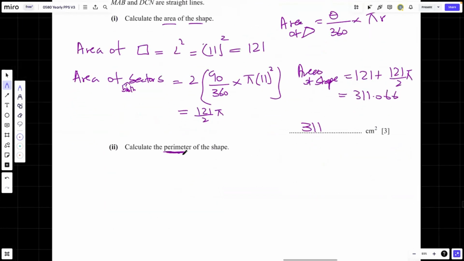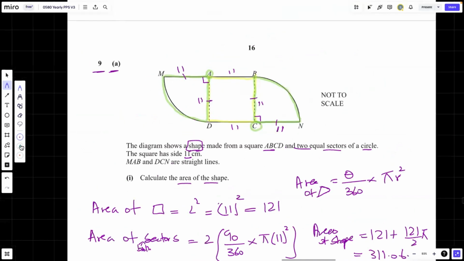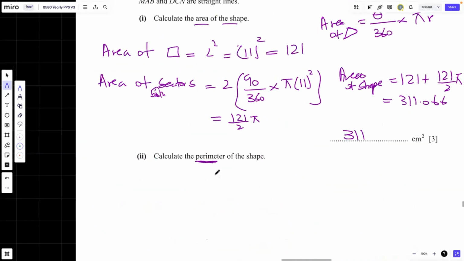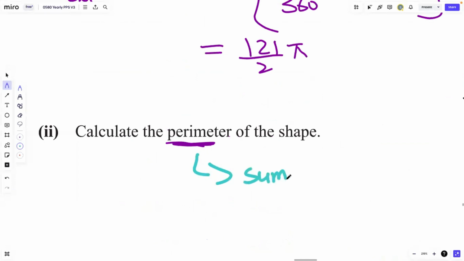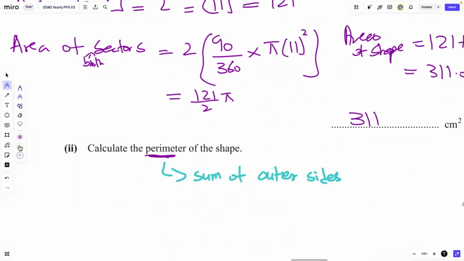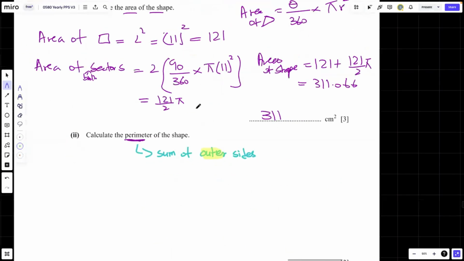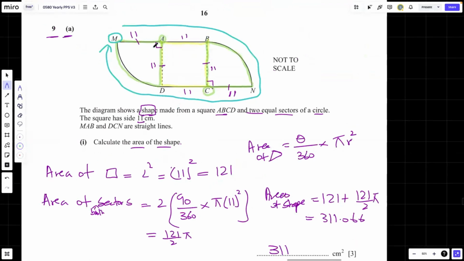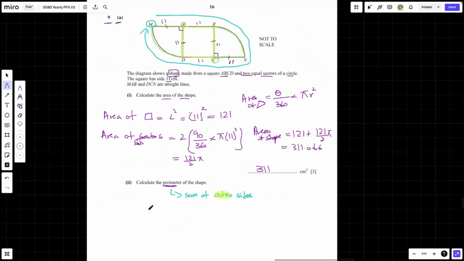Next up, we are supposed to calculate the perimeter of the entire shape. So it's like we have to travel from point M and reach point M again. So we'll be covering all the sides that come along, all the outer boundaries. So a keyword here is sum of all outer sides. It's not actually sum of all sides, it's sum of all outer sides that you may have. Yeah, so we are not going to take the sides AD and BC. So it's just going to be AN, that's 11.